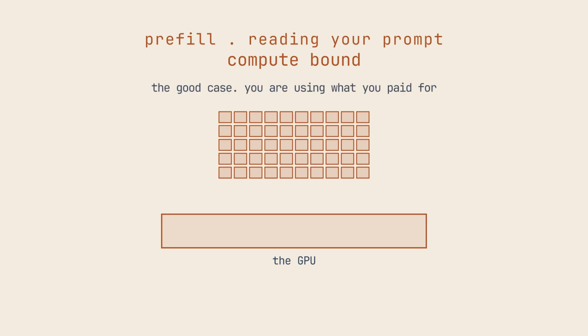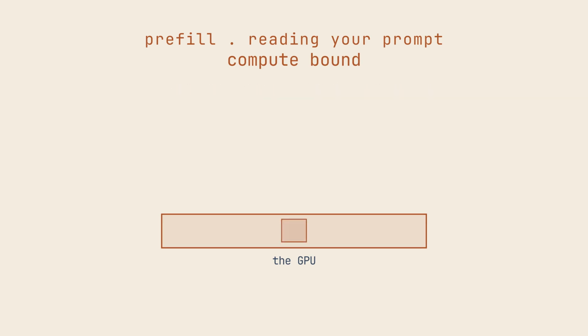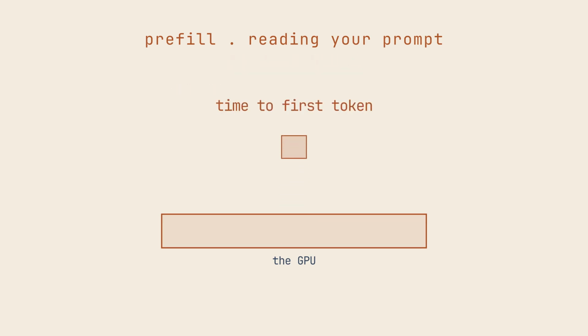And is that bad news? Not at all. Compute bound is the good case because it means you're actually using the expensive thing you bought or leased if you are using cloud. And when all that parallel work finishes, out drops your very first token. That moment, the one your user has been staring at a blank screen waiting for, is the thing we call time to first token back in episode 1.